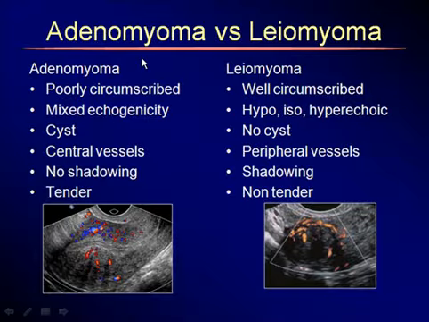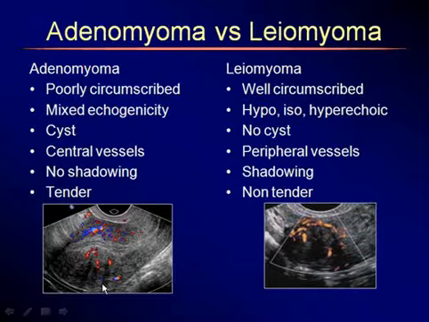So I've contrasted this for you here. These are the features of adenomyomas, and here are the features of leiomyomas. The adenomyoma has poorly defined margins because it just blends with the myometrium, whereas the fibroid is rounded and has borders. The adenomyoma has mixed echogenicities, sometimes hard to even define in the myometrium, whereas the leiomyoma can be hypoechoic to the myometrium, could be iso, could be hyperechoic.